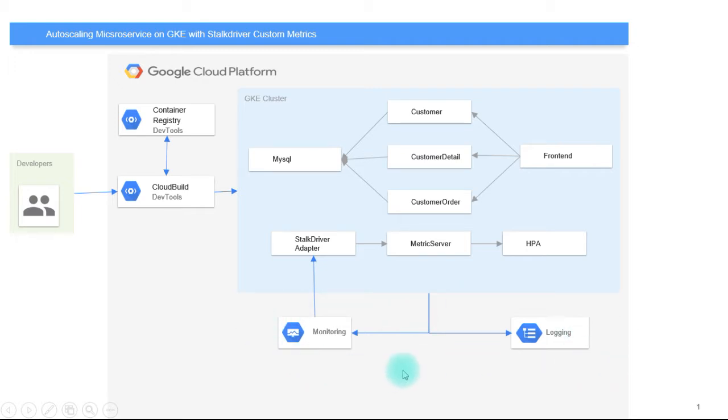Once the data is on Stackdriver, it is exported using the Stackdriver adapter into the metric server on the Kubernetes cluster. Once the data is there in the Kubernetes cluster, it is used by the horizontal pod autoscaler, which you see over here, to scale our microservice based on the rule that we have defined in the HPA. So let's go ahead and look at the demo.